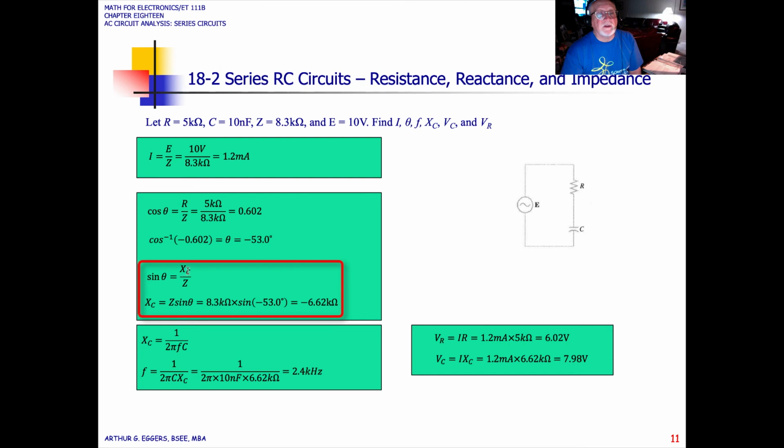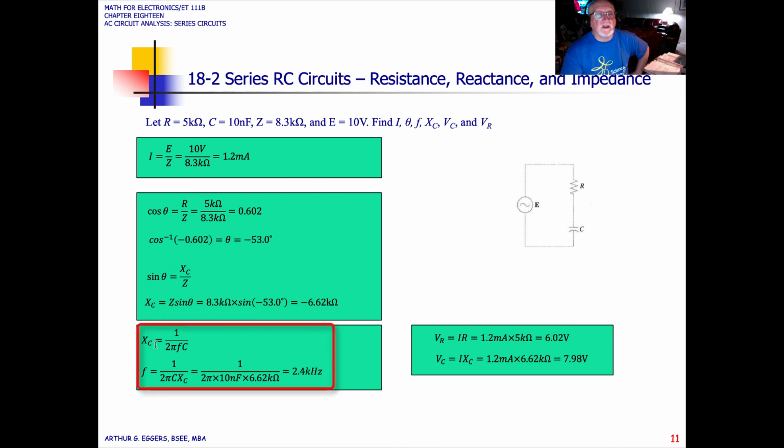Sine theta is equal to X sub C over Z. Rearrange the terms so we can solve for X sub C. Z times sine theta is equal to 8.3 k ohms times the sine of minus 53 degrees, or a negative 6.62 k ohms. Okay, so that would be our vector on the minus j axis.